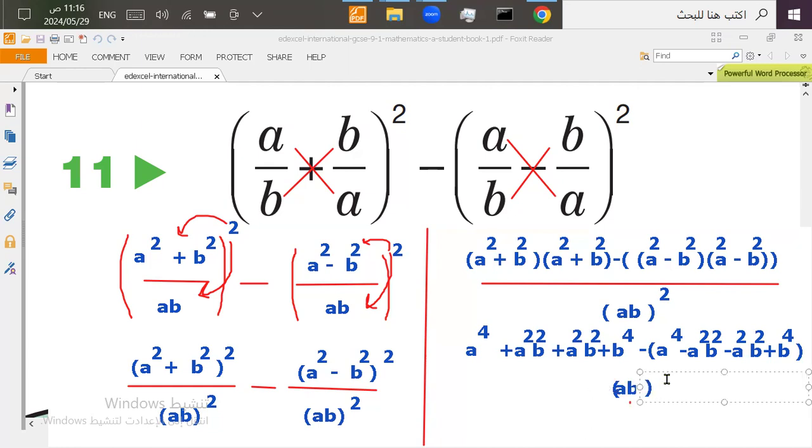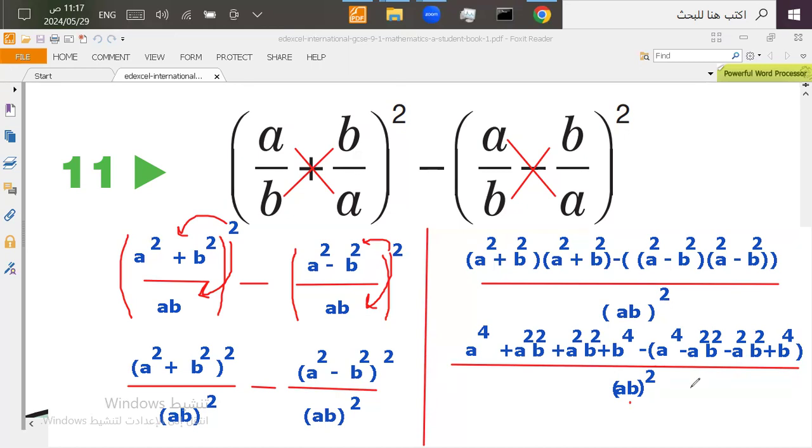Here we have a bracket. Now all of this is on top of ab squared. Now we do the simplifying part by adding these and the ones which are the same. So first, let me show you how.